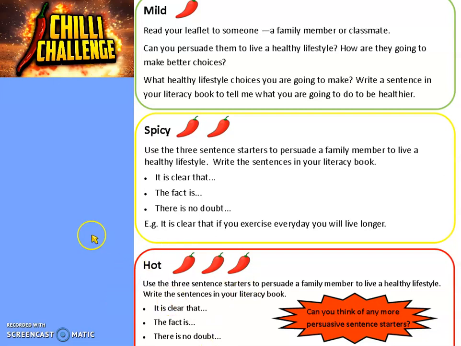And the hot challenge for today is the same as the spicy challenge. You're going to write your 3 sentences using your sentence starters about how you're going to persuade a family member to live a healthy lifestyle. And then the challenge is to think of an extra sentence starter of your own. Can you think of any more persuasive sentence starters?